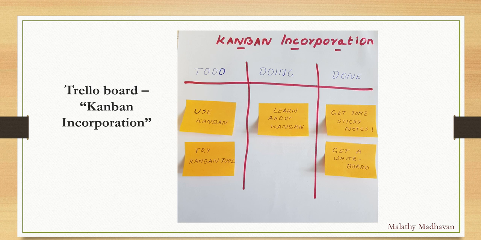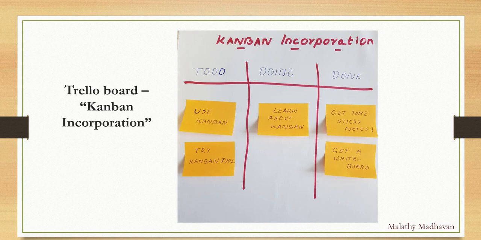Suppose you have a program for Kanban incorporation in the company. We can create a Trello board named Kanban incorporation. To manage the program, we'll create 3 columns: to do, doing, and done. In Trello, these columns are termed as lists.